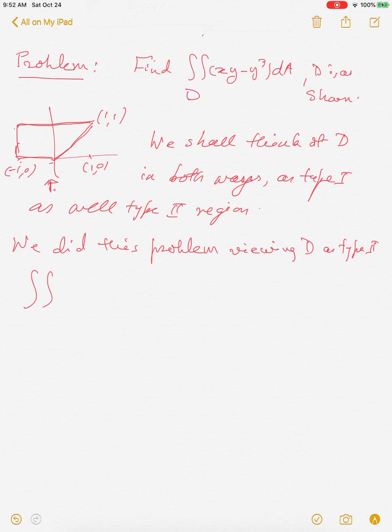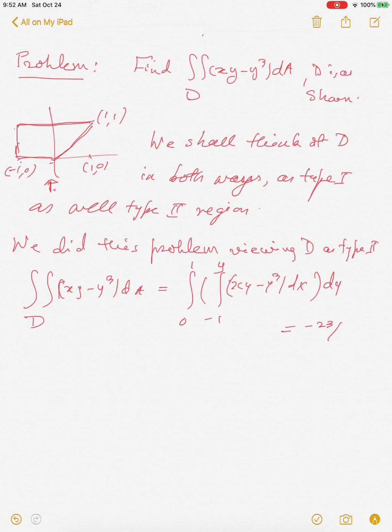So there we saw that the double integral over this D of the function xy minus y cubed dA, if I write this down as an integral with respect to x first, then my lower curve is x equal to minus 1, the upper curve is x equal to y, and then you integrate varying y between 0 and 1. And this turned out to be minus 23 by 40, I guess.